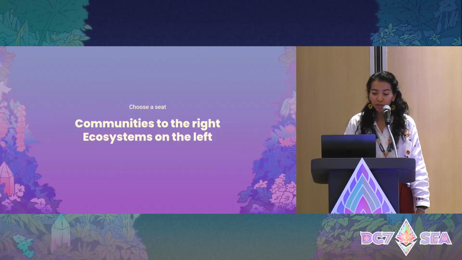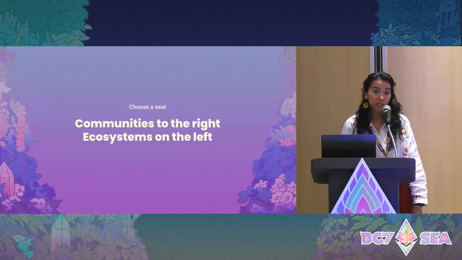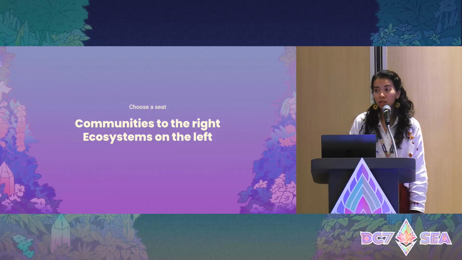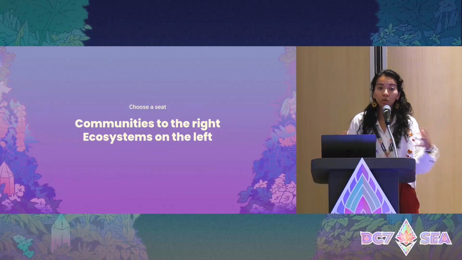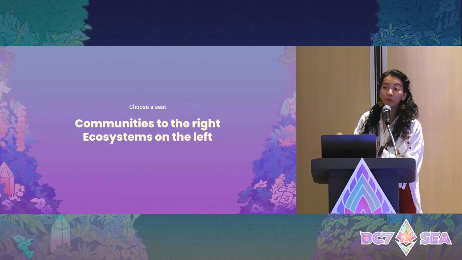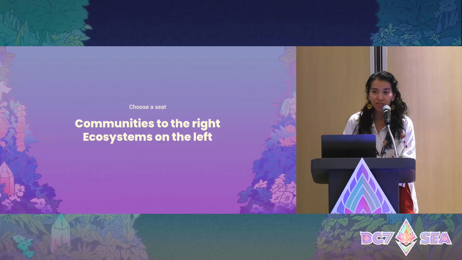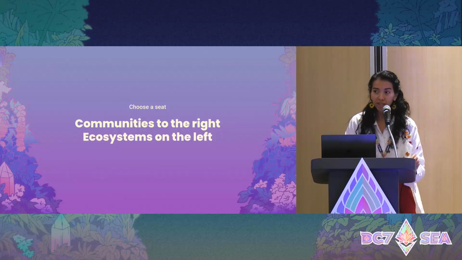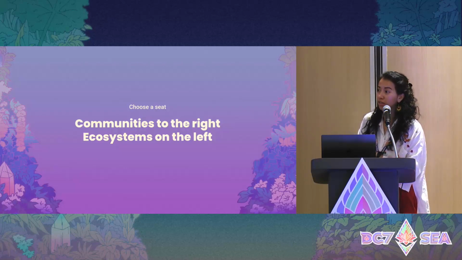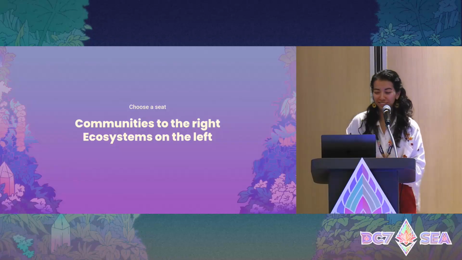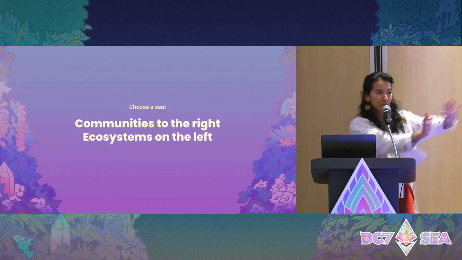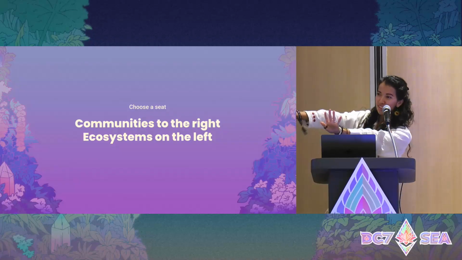If you are looking to design a round for a community, say you're a local community and what you're trying to incentivize is growth or different goals within your geographically local community or community of a different type, we're going to ask you to sit on the right side. And this is because we're going to be making... Perfect. So communities over here, ecosystems on this side.